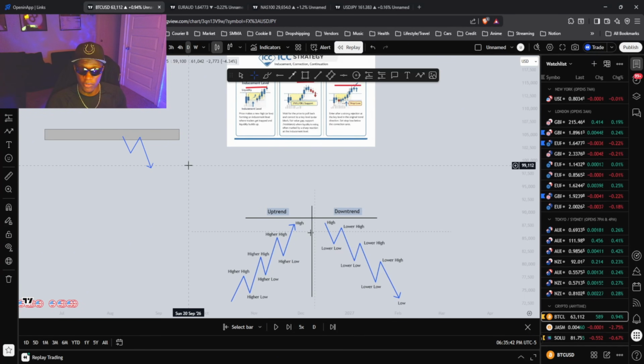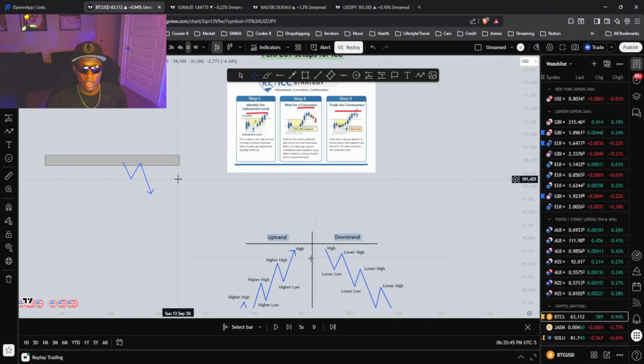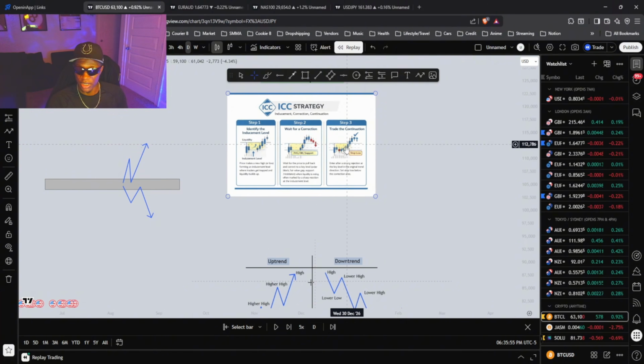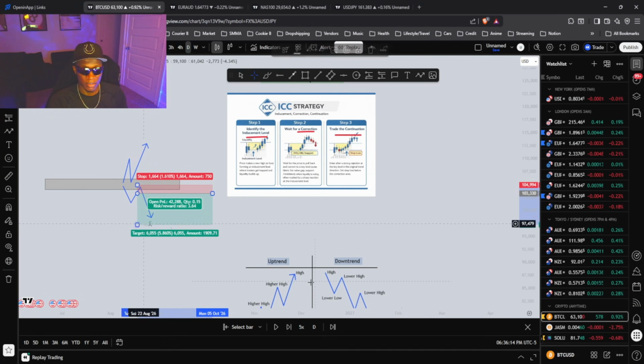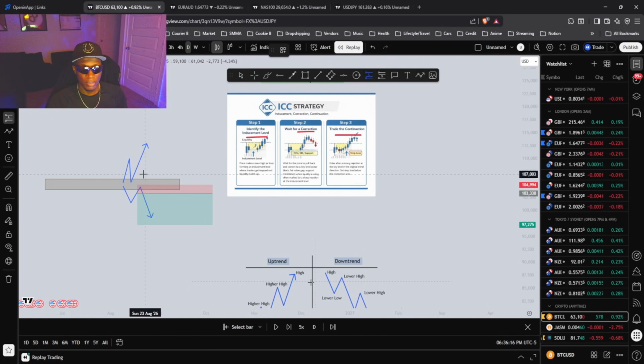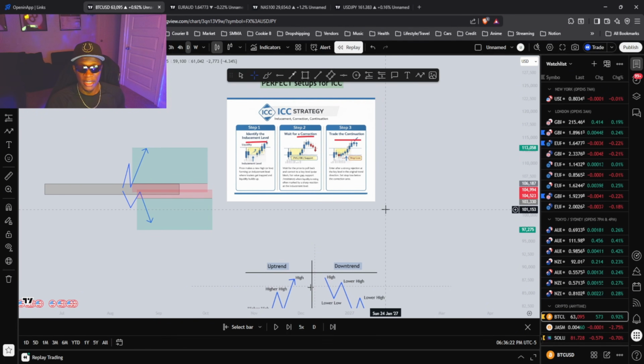Okay, so where do you get your entries from? If you guys have watched my entry videos, you get your entry from the continuation below this level or above this level. On an uptrend, it's indication, correction, continuation, aka ICC. So your entry will come from the continuation above this level, another candle closure above this level that is bullish, or a bearish candle closure below this level on the continuation after it is done its correction. Okay, so your entry will come something like this. It will look something like this. So that's just a simplified version.